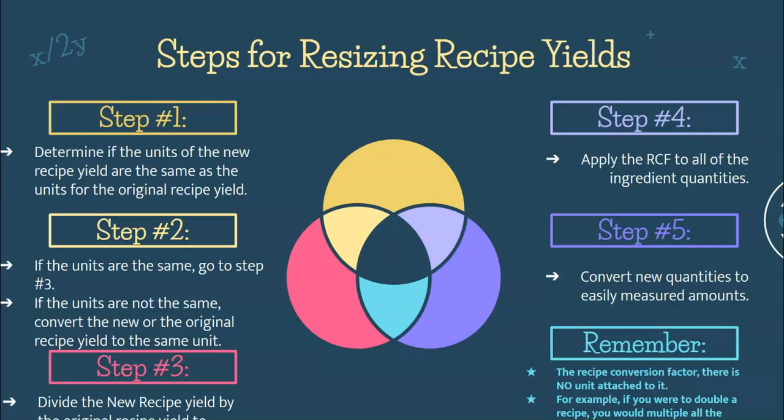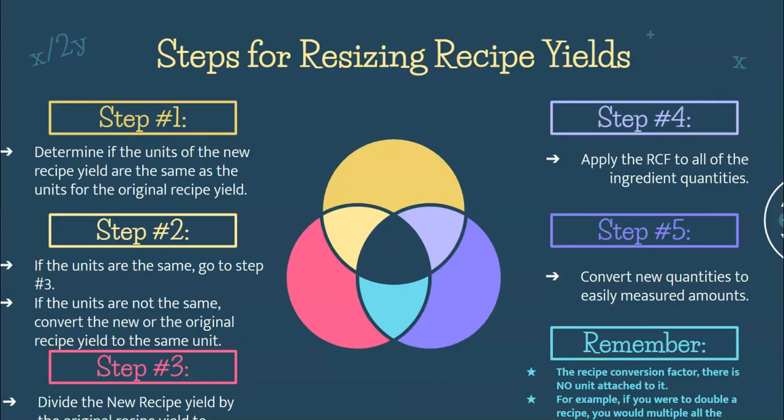And then you can see in step number 4, you're going to apply the conversion factor to all the ingredient quantities. So you're going to multiply them. And then step 5, you're going to convert new quantities to easily measured ones. Like if it says 12 teaspoons, you're obviously going to convert that to either tablespoons or cups, things like that. And then things to remember: the recipe conversion factor has no unit attached. It's just a basic number used to increase or decrease recipe amounts.